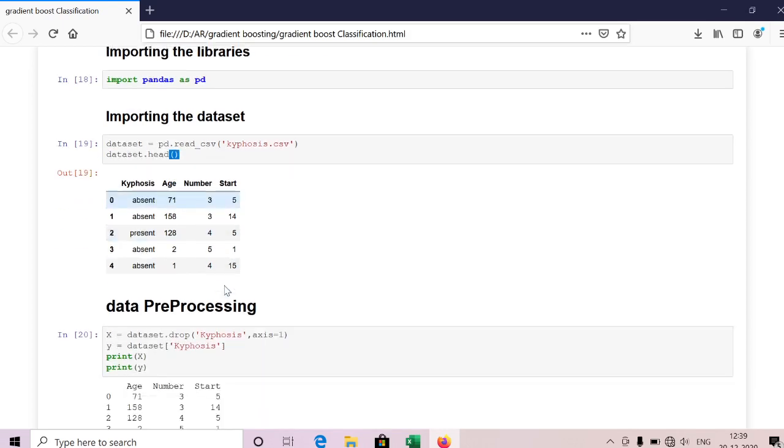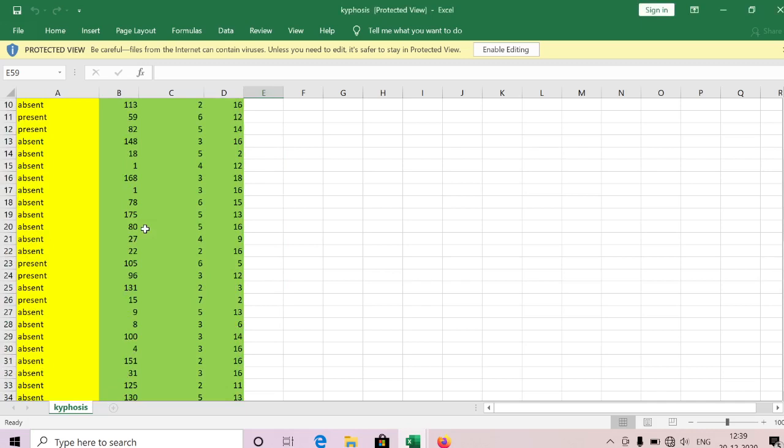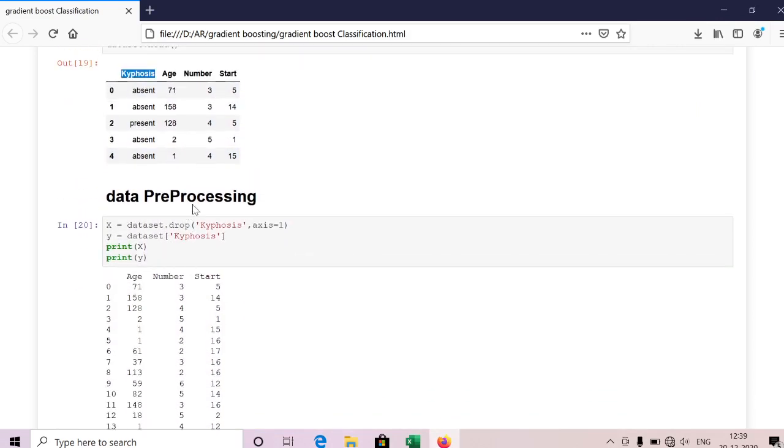dataset.head, I'm just representing the first five records. If you see here, the first five records are absent, absent, present. Here also, absent, absent, present. We are confirming with the head command that it is the same data set. I got x1, x2, x3 and also kyphosis. Similarly, I'm doing the data pre-processing. What is my x? dataset.drop, I am dropping the kyphosis column. The remaining I am mentioning as x, and my y is only the kyphosis column.